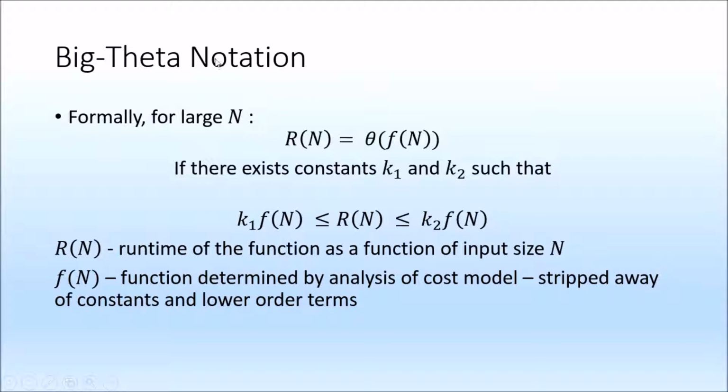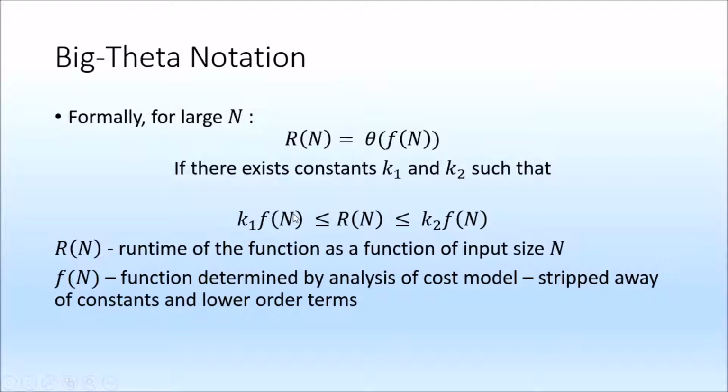Before I go into an example though, let's give a formal definition for big theta notation. Formally, for any large n, the runtime of a function is going to equal theta of some function of n, where n is the input size. One thing that has to be true for this runtime is that it should give a tight bound for the runtime of the function. Formally, that means there has to be some constant times this f of n that's less than or equal to the runtime, and also another constant times f of n that has to be greater than or equal to the runtime. This is the formal definition of big theta notation.